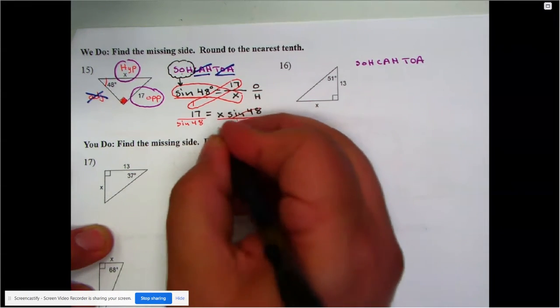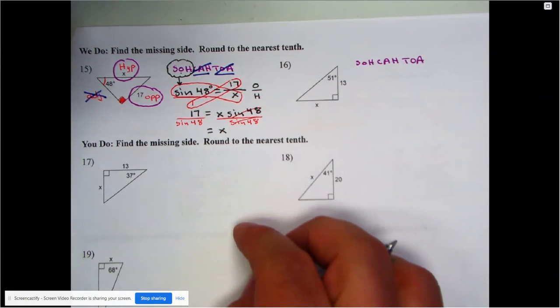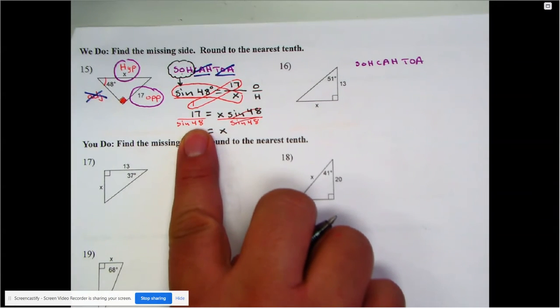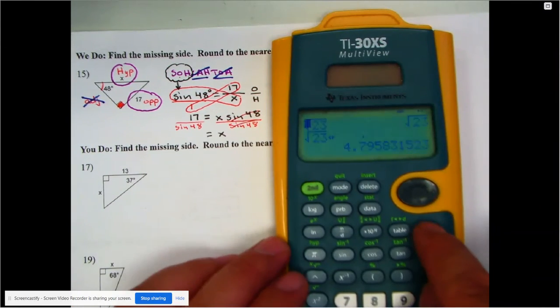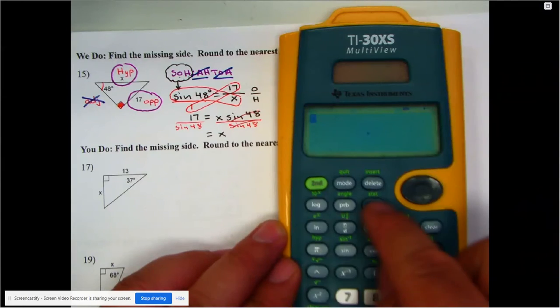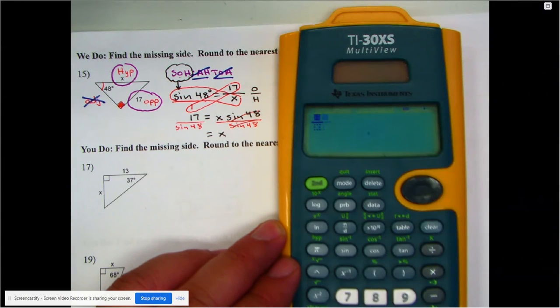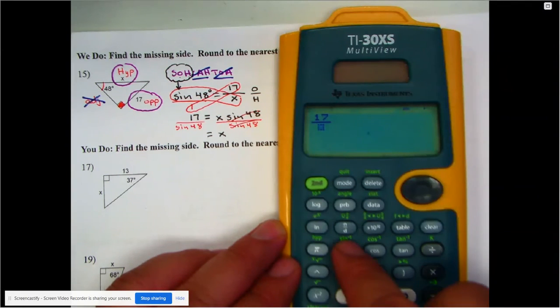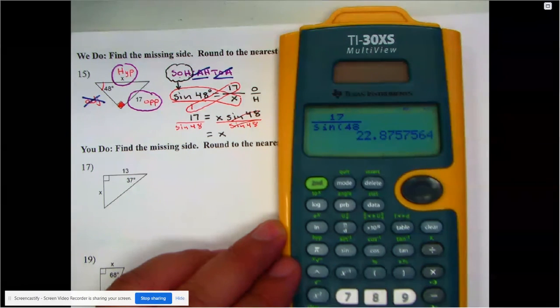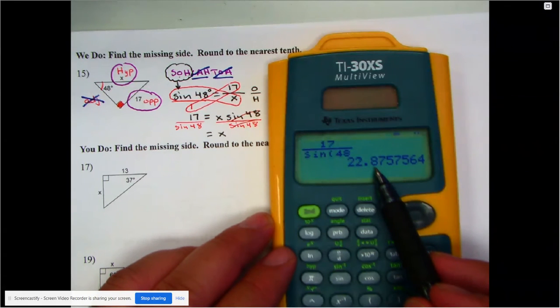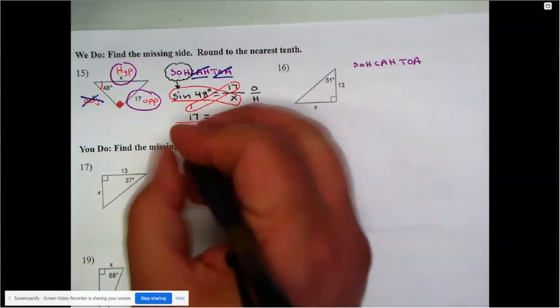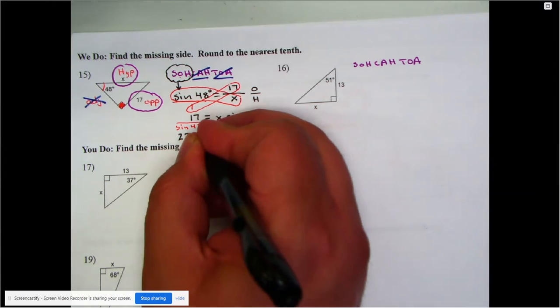The x is officially by itself, but be careful. This is exactly how you type it in to Desmos. Use that fraction. So here's our very Desmos-like calculator there. All right, so here's my fraction like I would do on Desmos, 17, and then at the bottom, the sine of 48. And so they did say round to the nearest tenth, so my cutoff is the 8. So my answer is either 22.8 or 22.9. Well, that 7 next to it is telling me to round it up, so we're going with 22.9. And there's my answer.